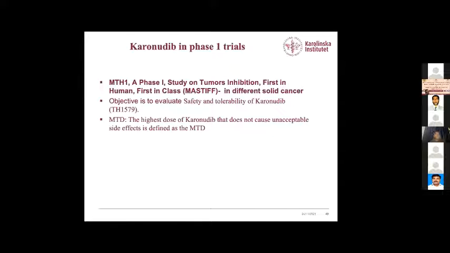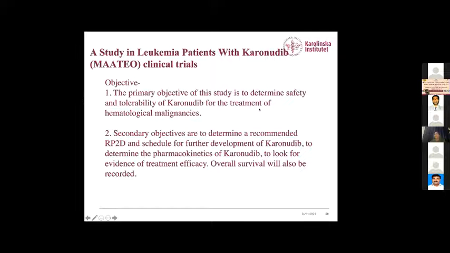Then finally, we think, oh, this is one of the clinical candidates, and we should test it in a clinical trial. So in 2017, we started a phase 1 clinical trial in different solid cancers. The objective was to evaluate the safety and tolerability of the drug and to find the maximum tolerated dose. Along with that, we have another clinical trial going on with the MTH1 inhibitor, and the objective is also the same. We want to see whether we can advance to the next phase. So far we cannot disclose anything, but we think we will soon produce our results. So far so good.